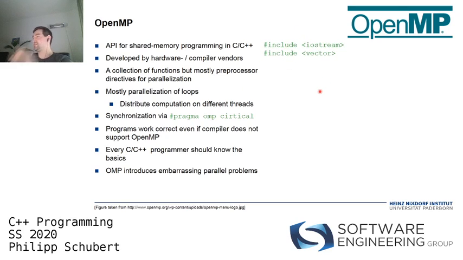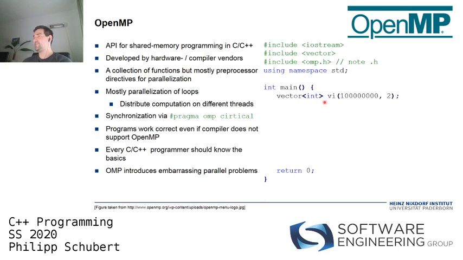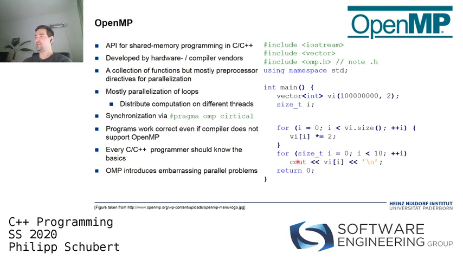Let's have an example here. Let's implement a small application using OpenMP. Let's have a vector of 100 million integers which are initialized to 2. And then let's have a for loop that runs over that vector and multiplies each element by 2. Of course, if the vector has more and more elements, this takes some time for the CPU to loop and iterate over each and every element and multiply it by 2. And then we print it.